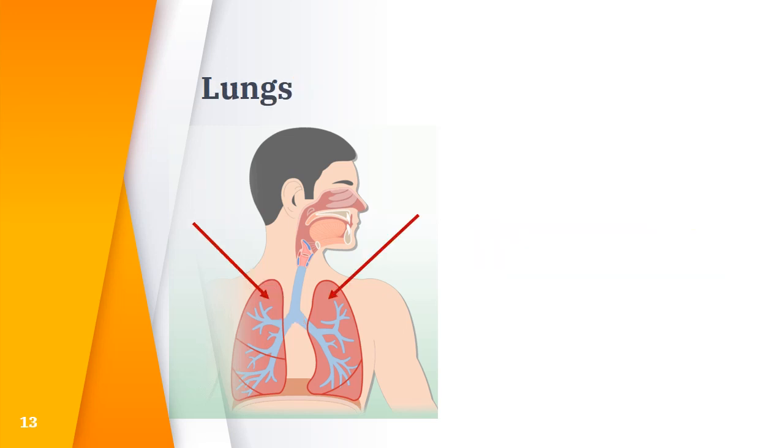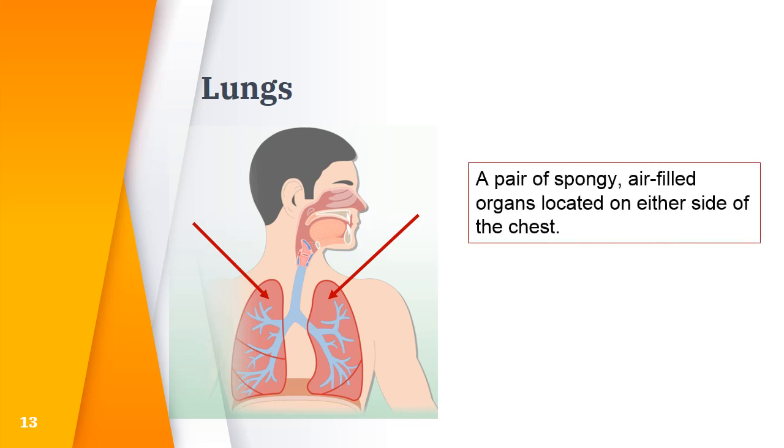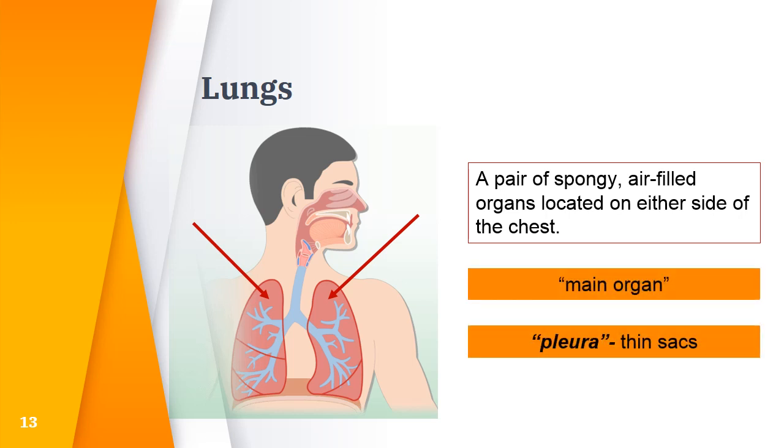This part is what we call the lung or lungs. It is a pair of spongy, air-filled organs located on either side of the chest. This is protected by our ribs, but then again, inside, it is protected by a membrane known as the pleura, or the thin sacs. It is also known as the main organ of our respiratory system.